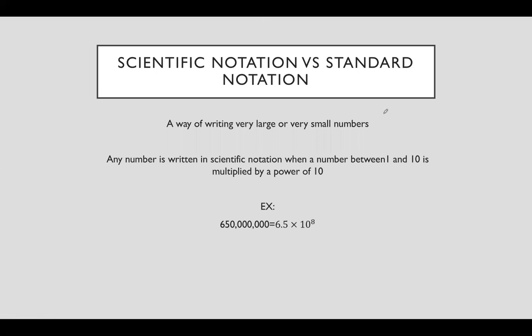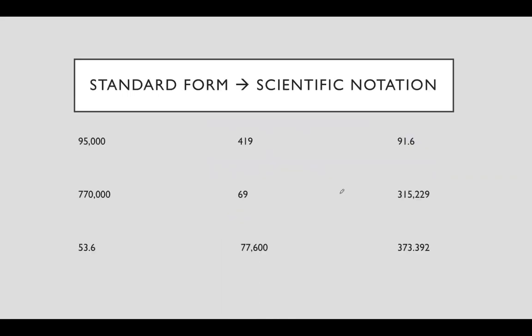So to start off, scientific notation is a way of writing very large or very small numbers. Any number is written in scientific notation when a number between 1 and 10 is multiplied by a power of 10. So this is what scientific notation looks like when we're talking about 650 million. And standard notation is just the normal way to write a number. So this is standard notation and this is scientific notation.